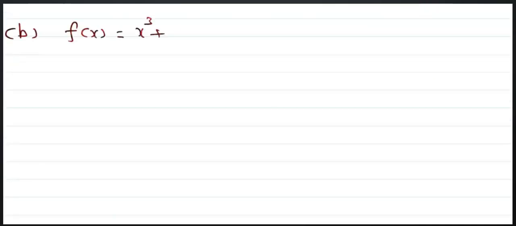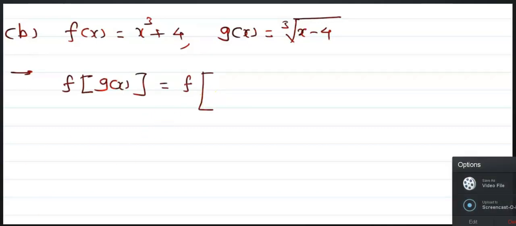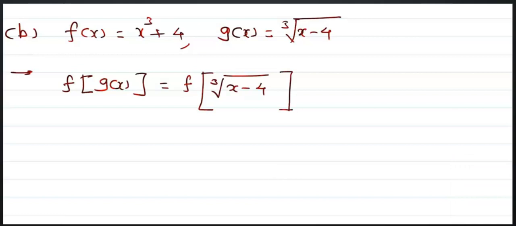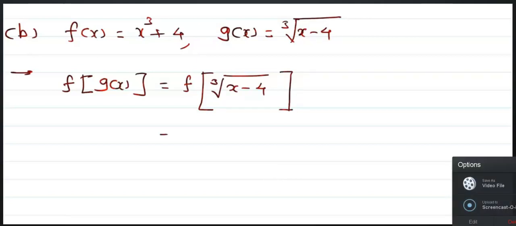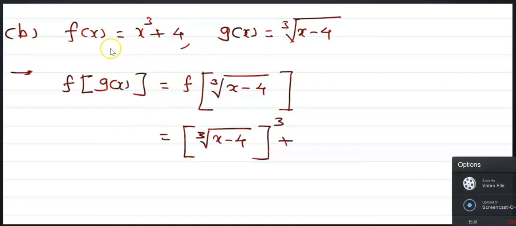Now next is f of x is equal to x cube plus 4 and g of x is equal to cubic root of x minus 4. Now we'll find out f of g of x. But what is g of x? g of x is cubic root of x minus 4. Now we'll find out f of x. F of x means what? x cube plus 4. It means that whatever the quantity here, make its cube and add 4.